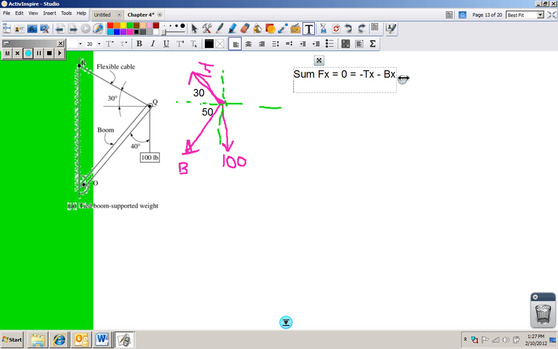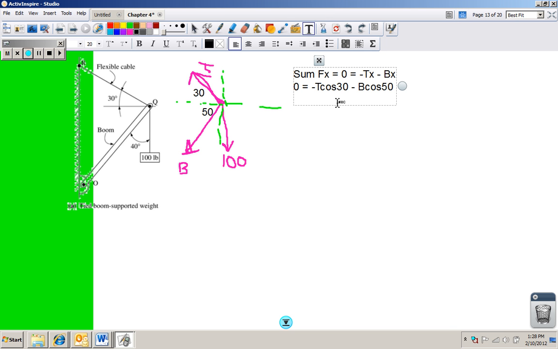Now we'll start plugging in for what things are. 0 is equal to T. The X component of that is going to be cosine 30, but it was negative, remember. Minus, this one also has an X component, so that should be B cosine 40, I'm sorry, cosine 50. We have one equation and two unknowns. We can go ahead and solve this for one of them. Let's move the T to the other side.